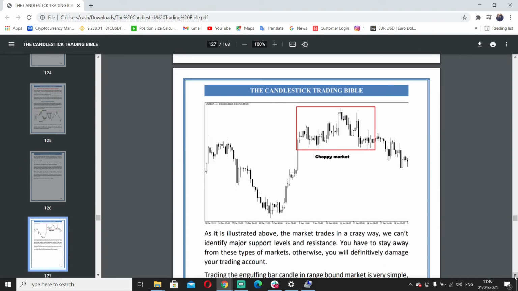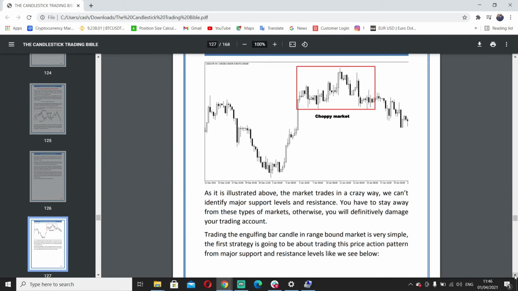So here we have an example of a choppy market where it was going up and now we just don't know what's going on. Is it creating higher highs, higher lows? Nobody knows. It's not even ranging properly. So as illustrated above, the market trades in a crazy way. We can't identify major support and resistance levels. You have to stay away from these types of markets, otherwise you will definitely damage your trading account.